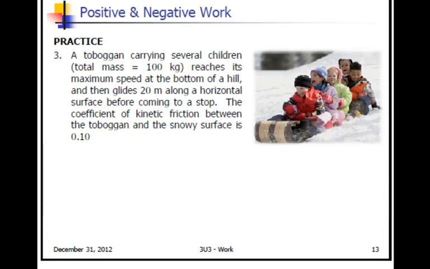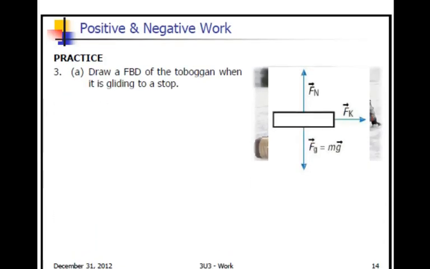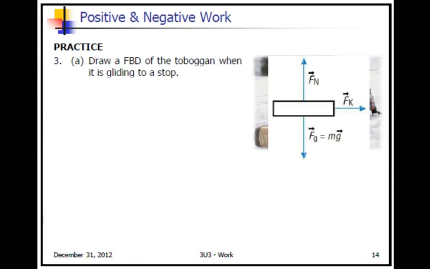Here's a question. We have a toboggan carrying several children. Total mass is 100 kilograms. It reaches its maximum speed at the bottom of a hill, and then it glides 20 meters along a horizontal surface before coming to a stop. And the coefficient of kinetic friction between the toboggan and the snowy surface is 0.10. So we're asked to do a number of things here.